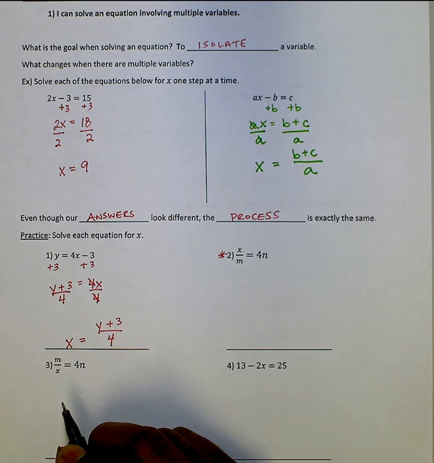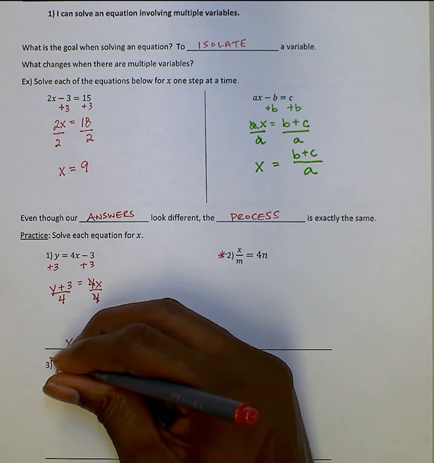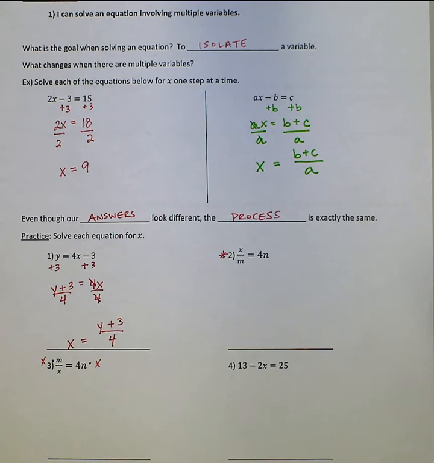Number 3, we have m over x equals 4n. Okay, again, the directions for this whole section say we're trying to get x by itself, or solve for x. The toughest part I noticed about this problem is that x is in the denominator. So even though I want to get x by itself, I'm going to move it, because when x is in the denominator, it really can't be by itself. There's always going to be 1 over it.